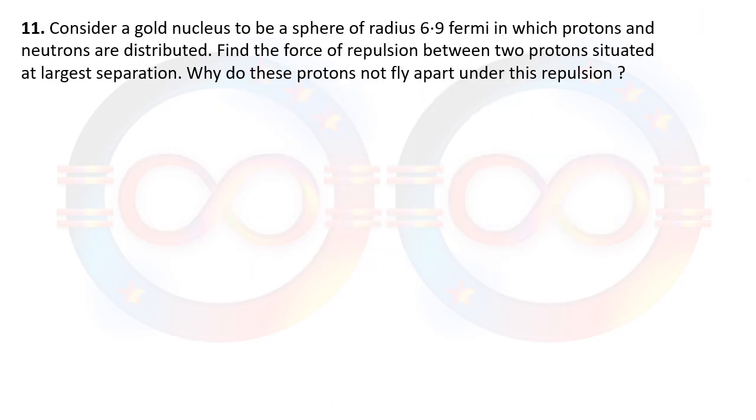In this question, there is a gold nucleus. The radius is given as 6.9 Fermi. We have to calculate the force between two protons which are separated at the largest separation. The next part of the question is asking, why do these protons not fly apart under this repulsion?